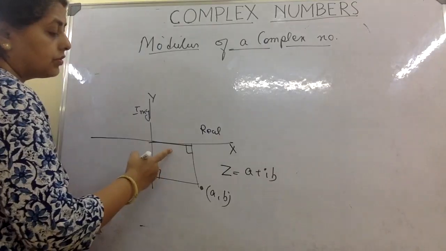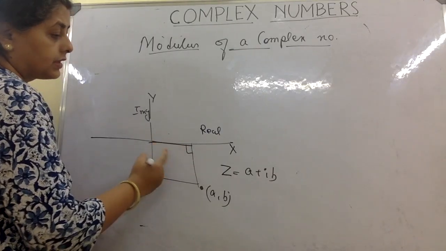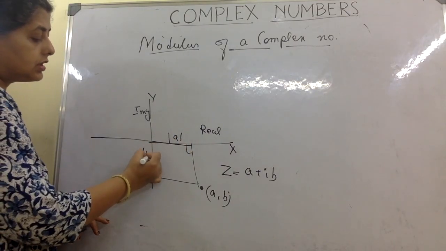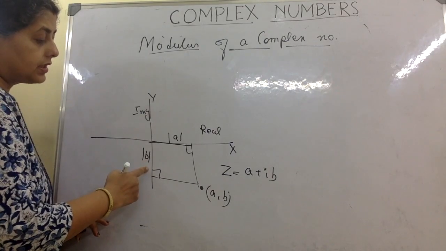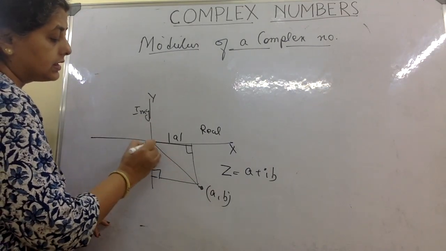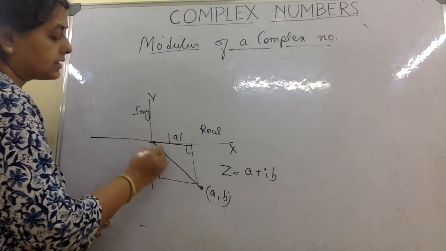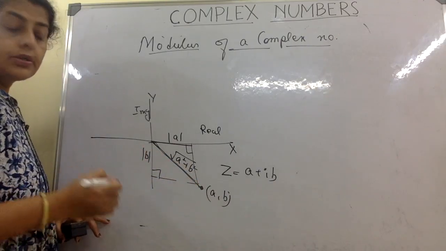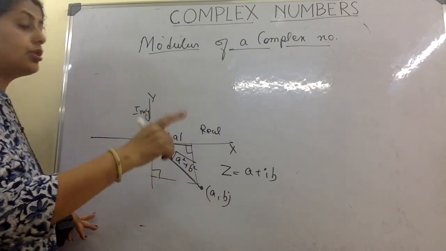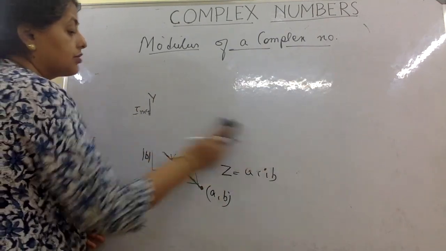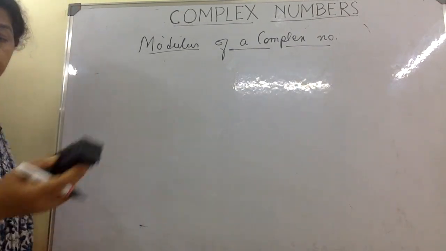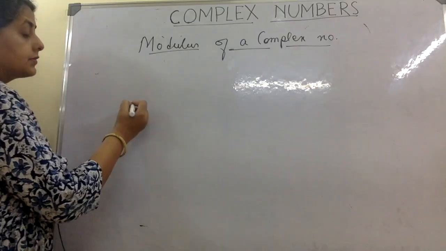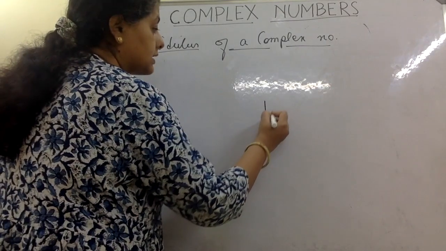This portion is mod a, this is mod b. And if I draw this, this distance becomes the modulus, which is root over a square plus b square. So we are going to do sums on this, finding modulus of a complex number. Sometimes they will give us slightly complicated questions and then ask us to find modulus. Now I want to tell one thing here, we will discuss this later.